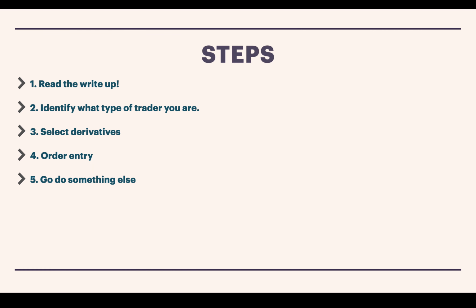Starting off, basically, there's 5 steps. We're going to make this very, very, very simple. And I'm going to walk us through each step and really try to handle any concerns that we've had over the years on these things. So, first thing is to read the write up. We'll go to the next slide and look at all that, but then we identify what type of trader we are. We select the derivatives out of the 20 different options on the newsletter, and we put in our orders, and then we go and do something else because this really is about trying to get more passive.